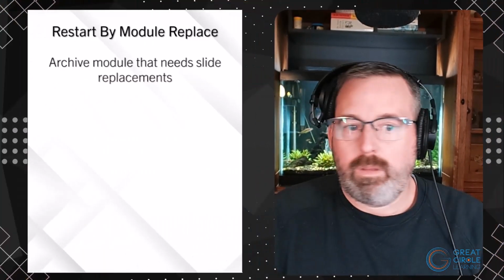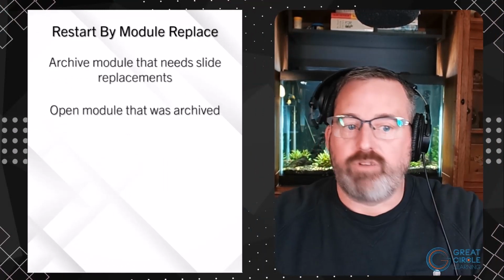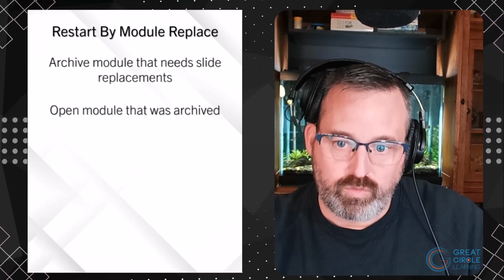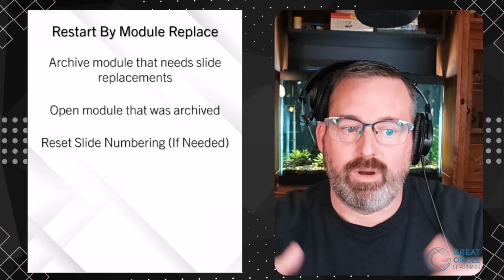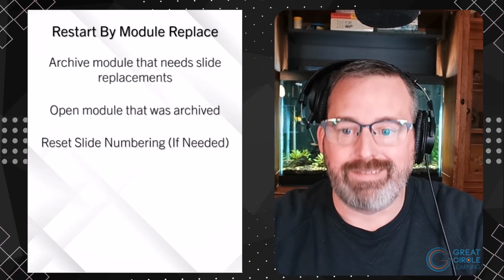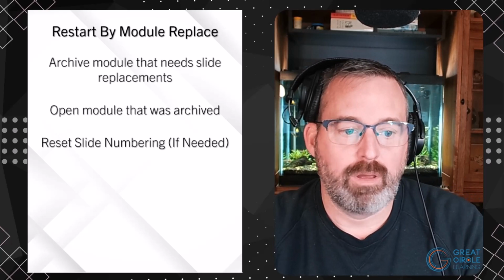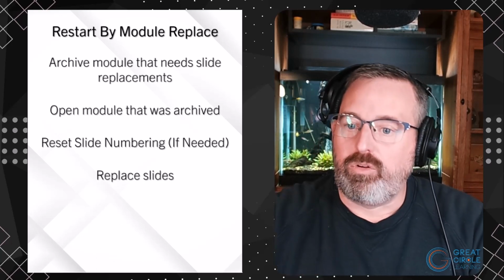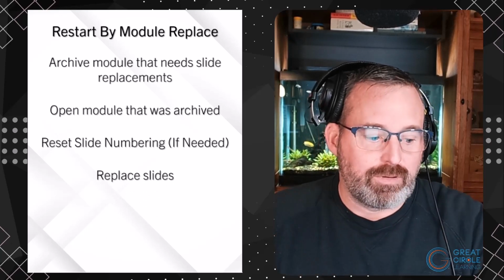After that, the next step is we need to open up that module that was archived, which we're going to do in a moment. And then, if needed, we're going to reset your slide numbering. I'm just going to show you how we do that. In this case, we don't need to do it, but if you do, I'll show you how that happens. And then we're going to do the replace slides. So we're going to look at these next 3 steps at this moment.